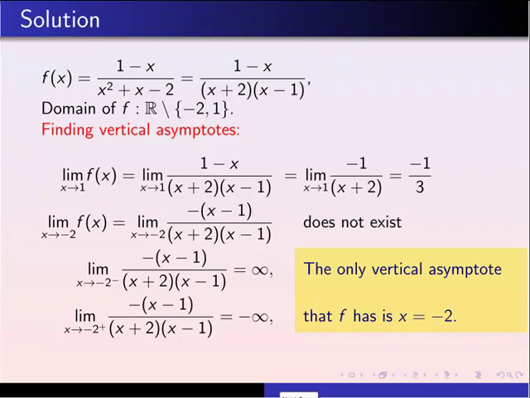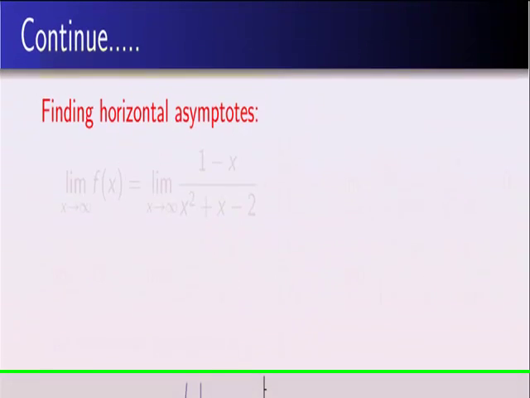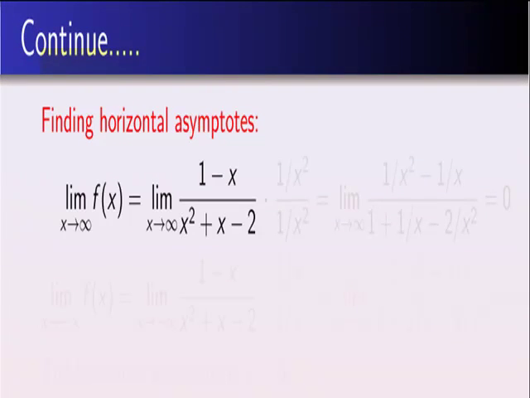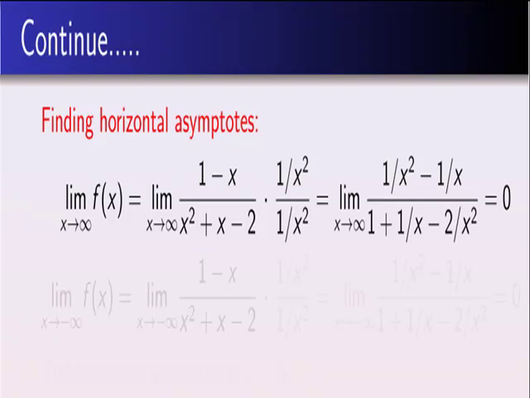To answer the question fully, we now need to find horizontal asymptotes, if they exist. To find the horizontal asymptote, you need to evaluate the limit of your function as x approaches infinity or minus infinity. In the first case, to evaluate such a limit, we are going to multiply and divide by 1 over x squared, where x squared is the highest power of your denominator. The value of this limit is going to be 0.